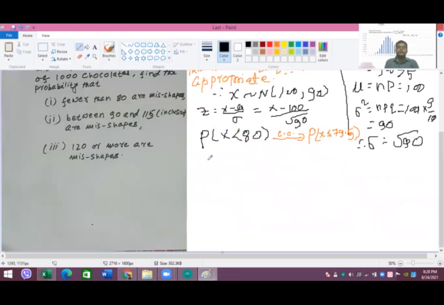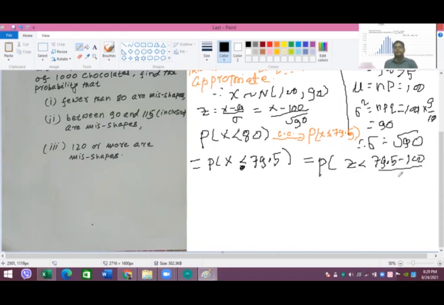So in this case, you have P(X ≤ 79), and you can now write less than 79.5 because this is now a continuous distribution, and saying less or equals to and less than have the same meaning over here. Now you convert that into Z, so this is P(Z < (x − μ)/σ). The x value in this case is 79.5, the μ value is 100, and the σ value is the square root of 90, and then you go to the calculator.